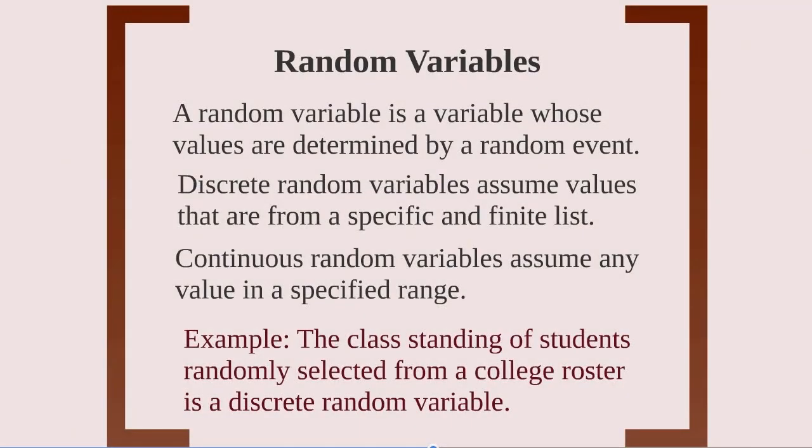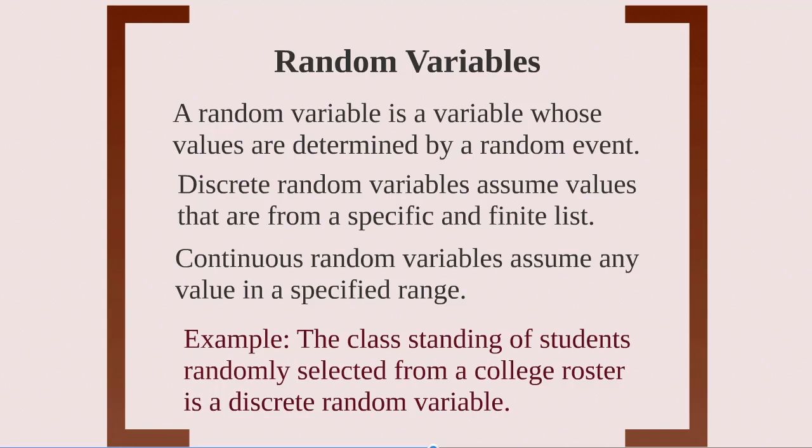Let's continue the topic of probability in sampling by talking about random variables. A random variable is a variable whose values are determined by a random event. So think about when we randomly select a student from the college roster. We said that the random selection of a unit was a random event. So a random variable is any variable whose values are determined by that event.